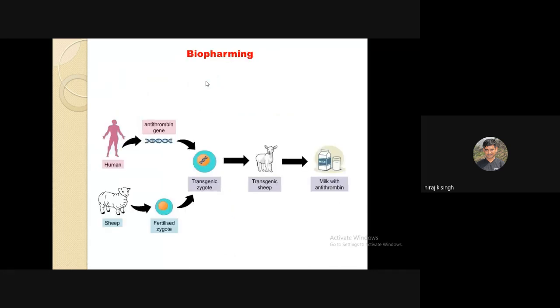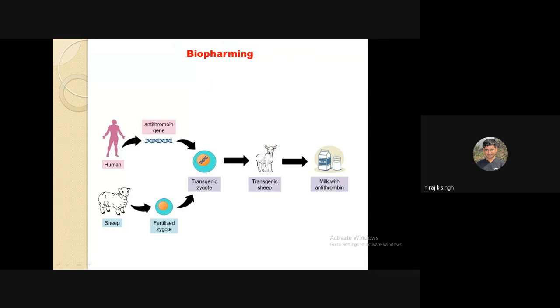Now biofarming. What is biofarming? The use of a biological system for production of some specific product, especially from animals. Here an animal is there. This is a normal sheep. What is it doing? A normal sheep produces milk. It has normal casein, proteins, and other factors.